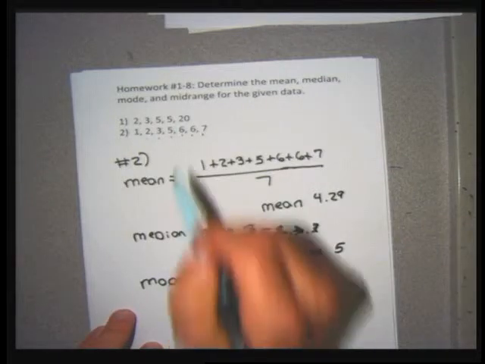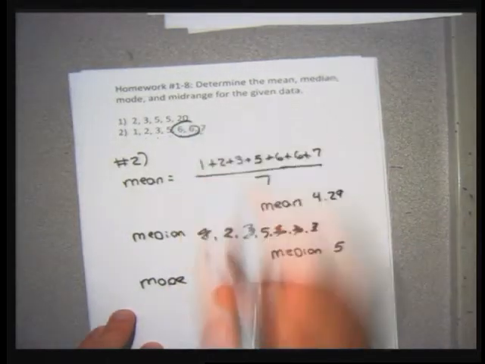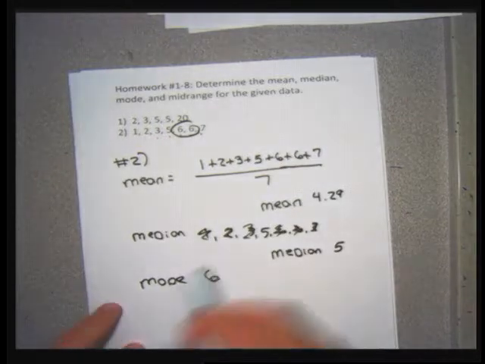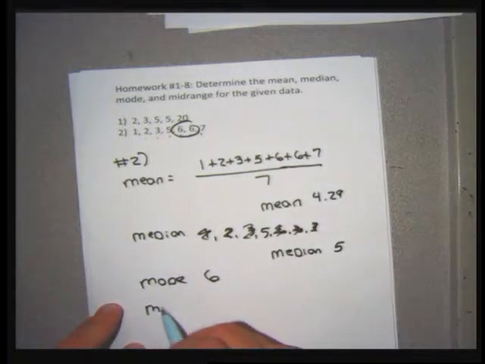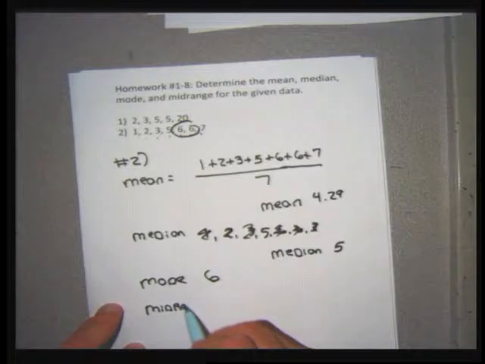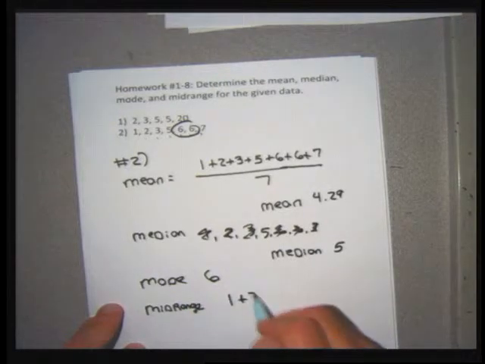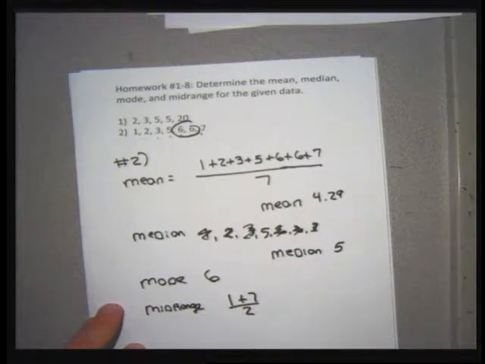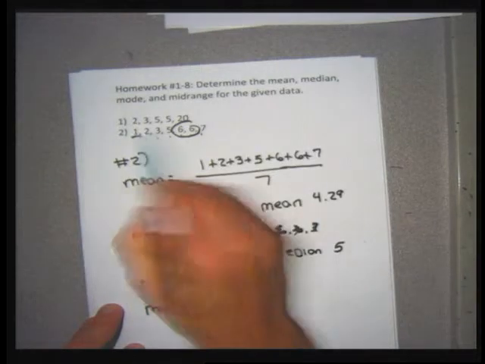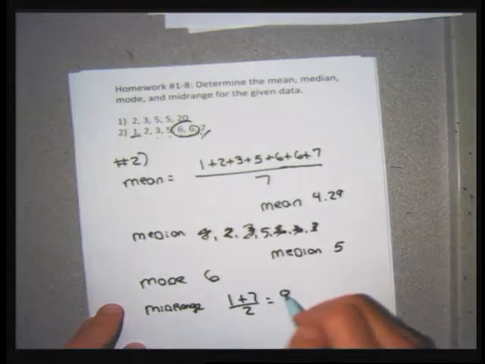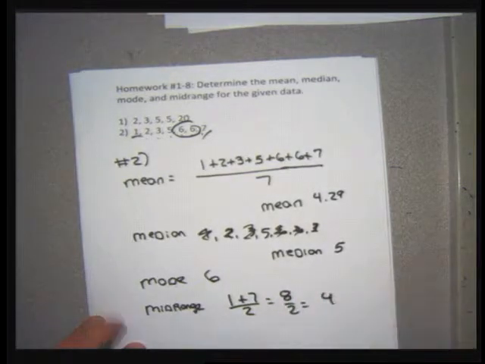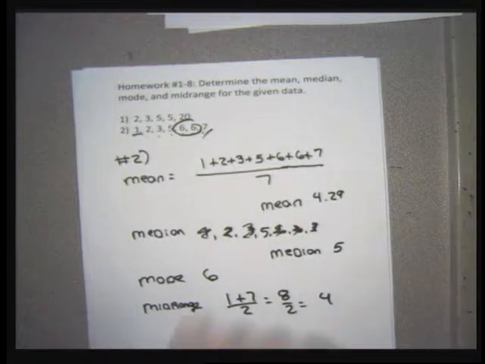The mode is the number that occurs the most, and in this case the mode is the 6 because the 6 is the only one that occurs more than once. It occurs more than any other number. And the mid-range is the low number plus the high number divided by 2. The low number in the data set is 1, the high number is 7. This is 8 over 2, so the mid-range is 4. So hopefully you didn't even have to watch it and you were able to do number 1 and you can just fast forward through this.